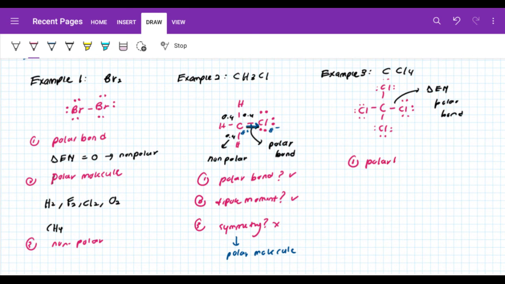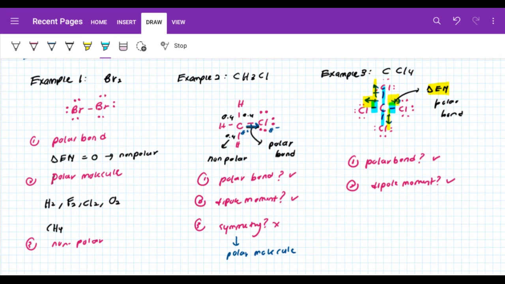First, polar bond. Does it have a polar bond? Yes, it has a polar bond from carbon to chlorine. Second, it has a dipole moment. If you calculate the electronegativity difference for a polar bond, the dipole moment is the direction of attraction of the sharing electrons. The presence of a polar bond means it has a dipole moment, the attraction of electrons towards another atom. So in this case, electrons are attracted to the chlorine from the carbon.